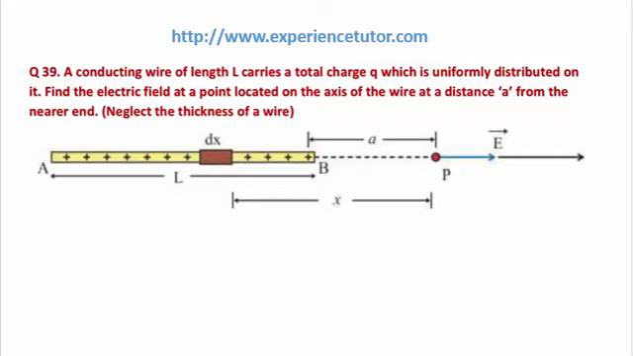Question number 39. A conducting wire of length L carries a total charge Q uniformly distributed on it. Find the electric field at a point located on the axis of the wire at distance a from the nearer end. Neglect the thickness of the wire.